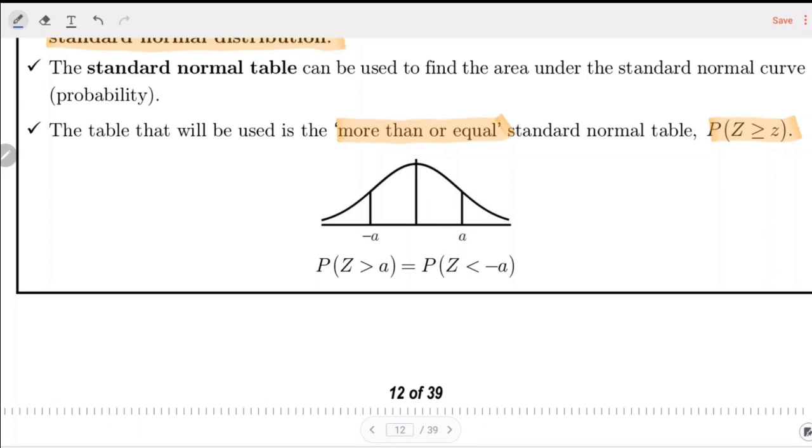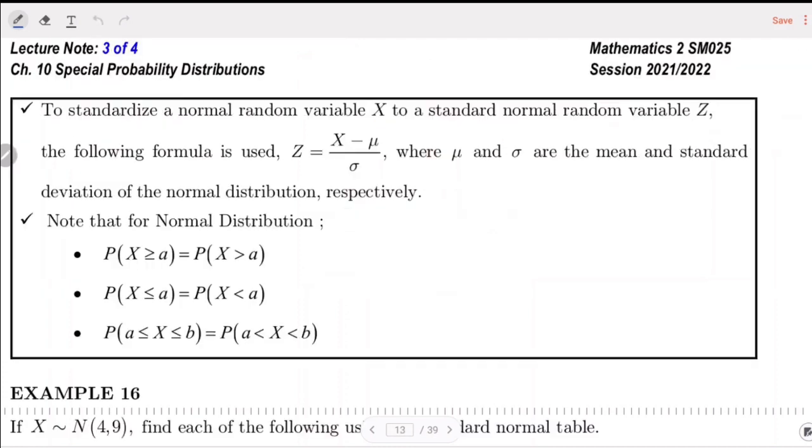It is important to know that probability of Z greater than a, the shaded region looks like this, is actually equal to the shaded region for probability Z less than negative a, which is like this. In order to standardize a normal random variable X to a standard normal random variable Z, we are going to use this formula: Z equals X minus μ, which is the mean, and then divide by σ, the standard deviation.